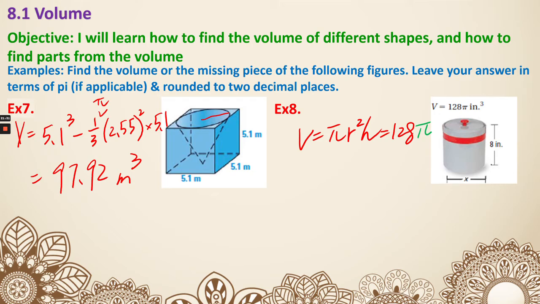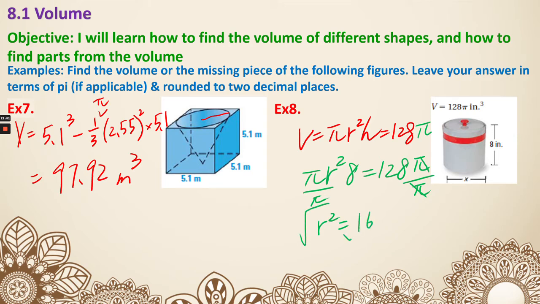So now we're going to divide both sides by pi. Well, not yet. I'm going to replace the height with 8. Pi r squared times 8 equals 128 pi. Divide both sides by pi. That is gone. And r squared equals 128 divided by 8, that is going to be 16. Square root both sides. r is 4. Don't forget a unit, inches.